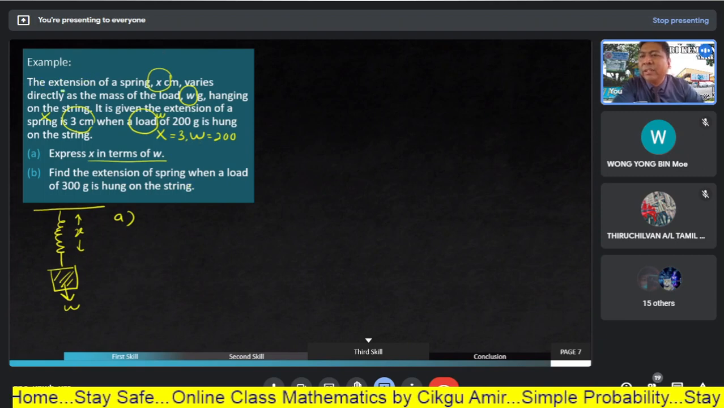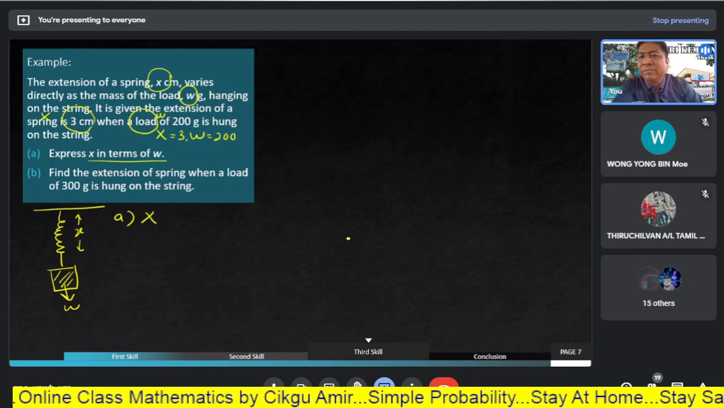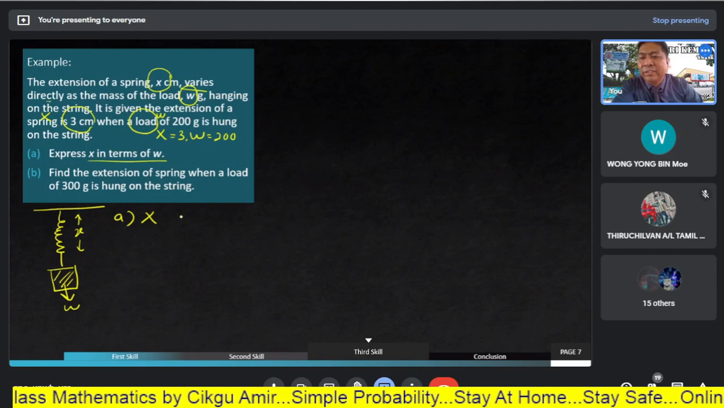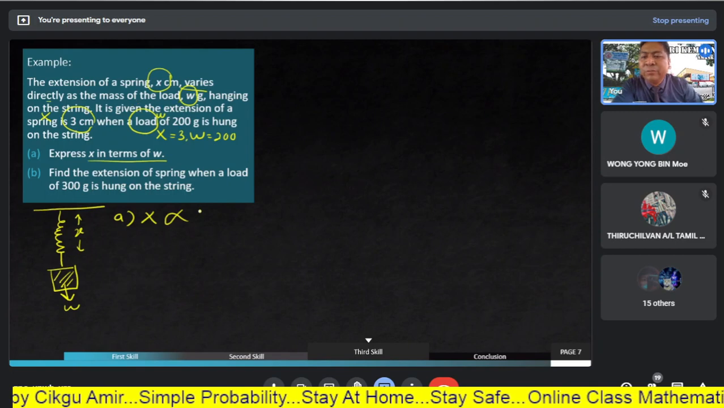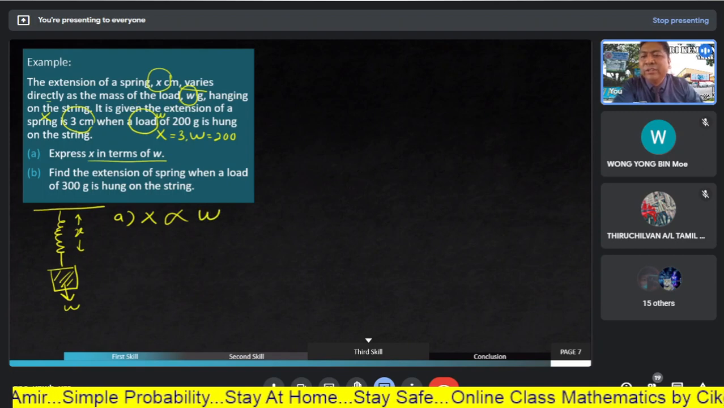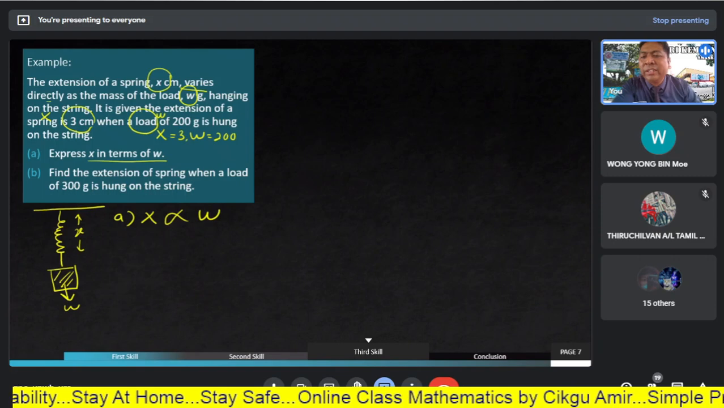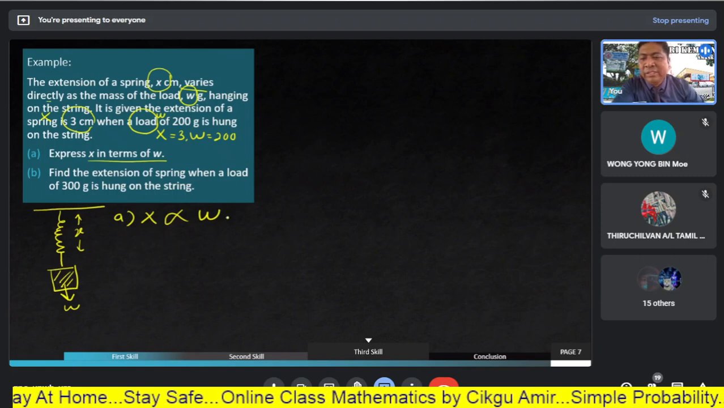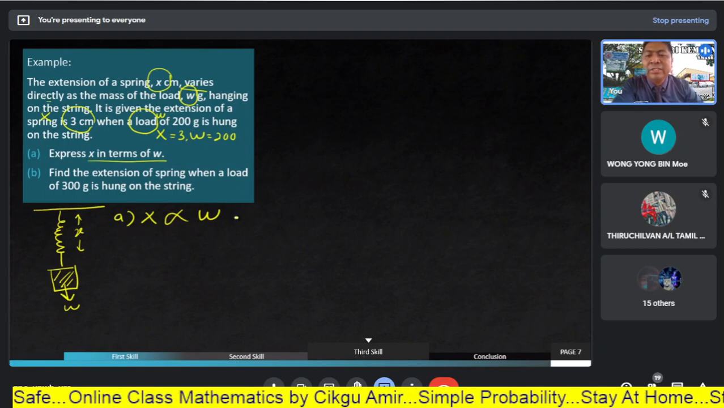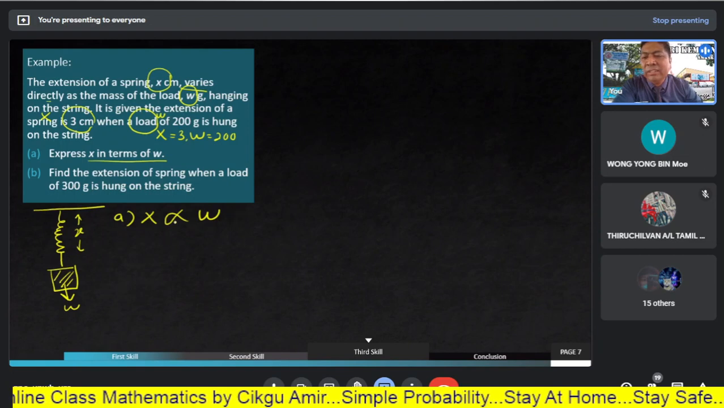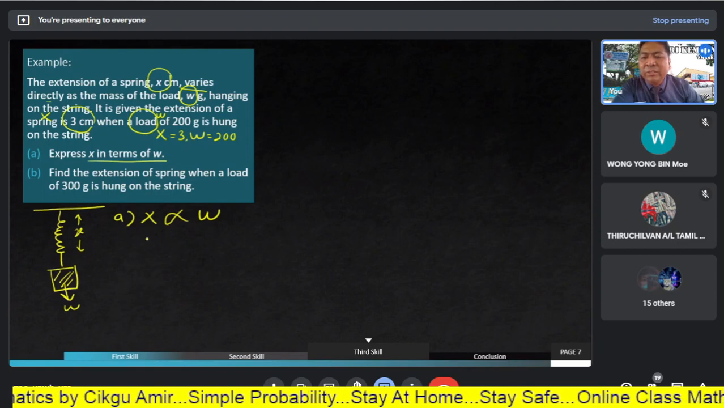Okay, so we will look at the question first. The extension of spring X, we write X. Varies directly, put the symbol of variation. The mass of the load W. Okay, simple. This is the first step. Write the variation relation first, then change it to the equation form. Bentuk ubahan kita tukar kepada bentuk persamaan. Change to equation form.